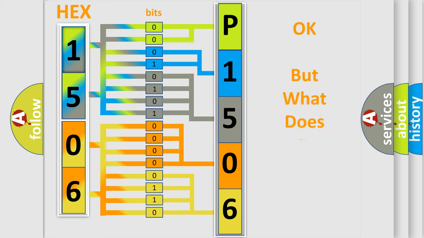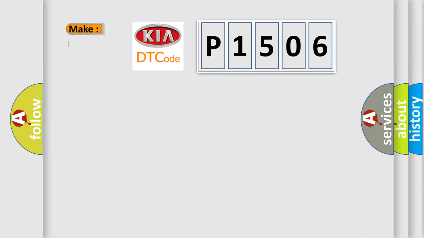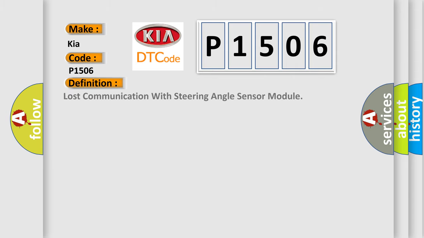The number itself does not make sense to us if we cannot assign information to what it actually expresses. So, what does the diagnostic trouble code P1506 interpret specifically for Kia car manufacturers? The basic definition is lost communication with steering angle sensor module. And now this is a short description of this DTC code.